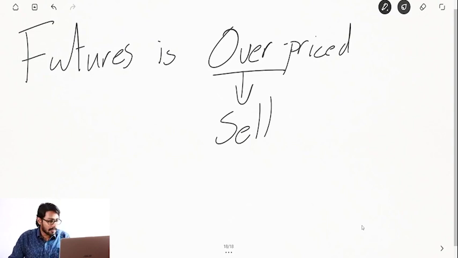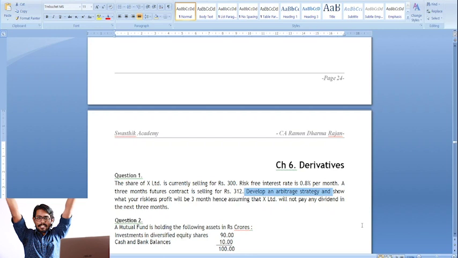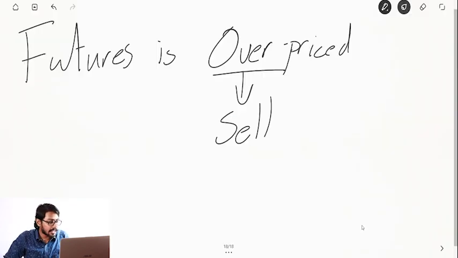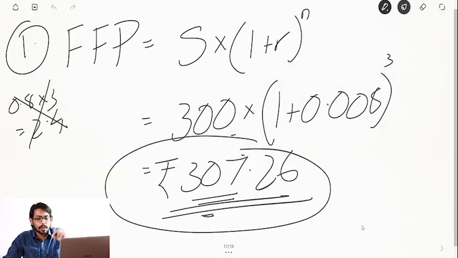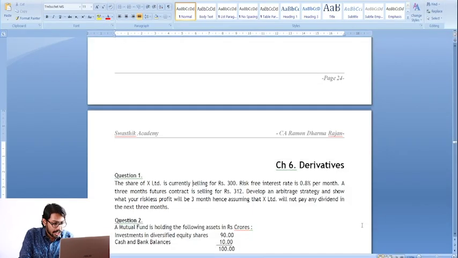Understood? What have we done? The question is, develop an arbitrage strategy. Don't go to too high level concepts. Step one, find out the price of futures. There is some mistake in the market. The market price is 312, and you found out theoretically it is 307. You found out the futures is overpriced, so the strategy is to sell. Understood? Two questions. What do you sell? Do you sell a share?